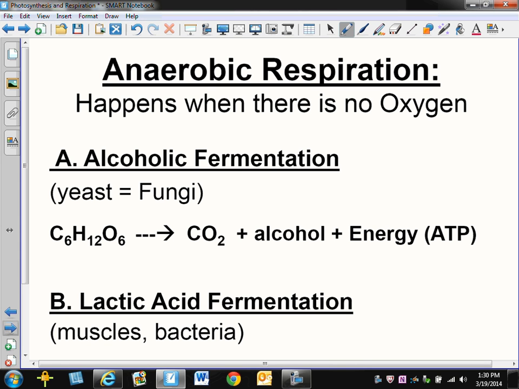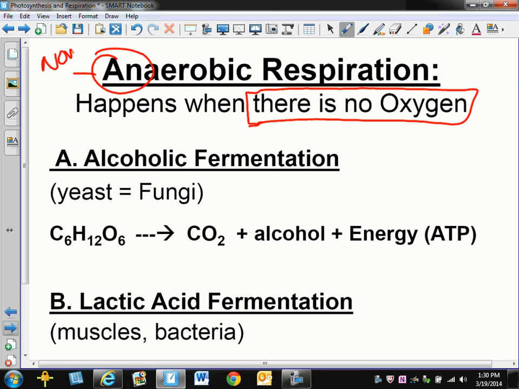So aerobic respiration happens when there's oxygen; anaerobic respiration happens when there's no oxygen. Anaerobic means none. This happens in alcoholic fermentation.